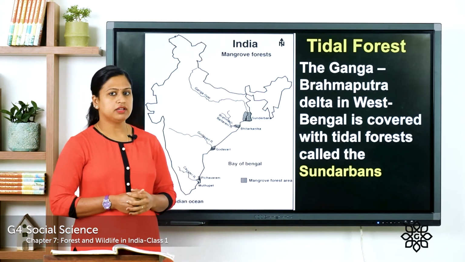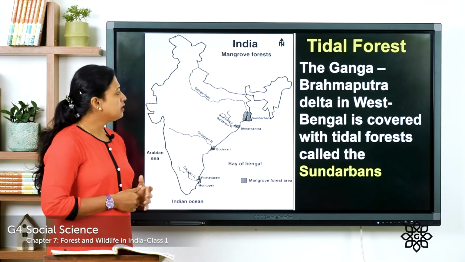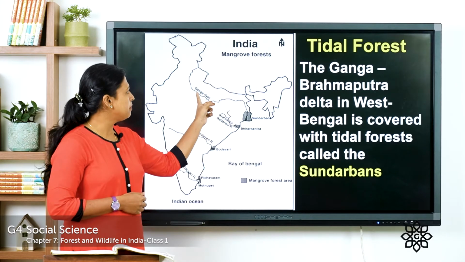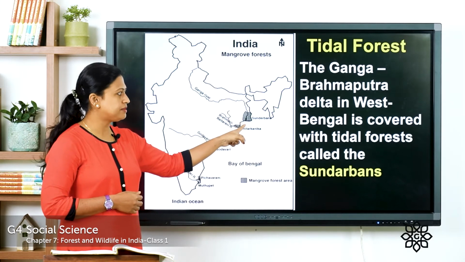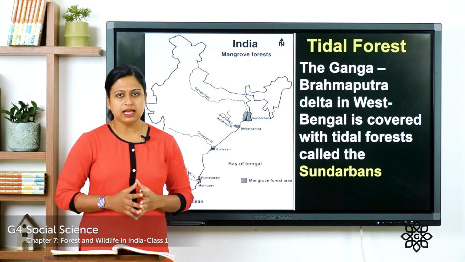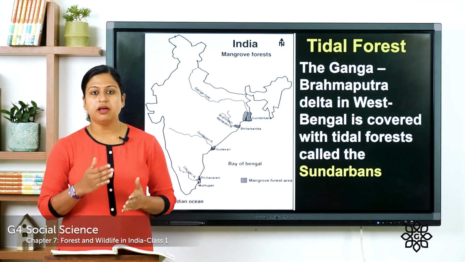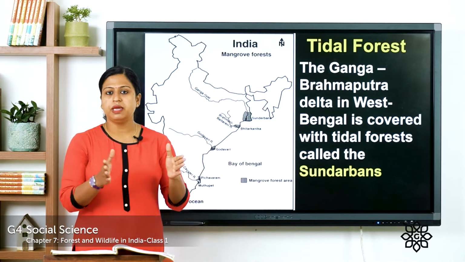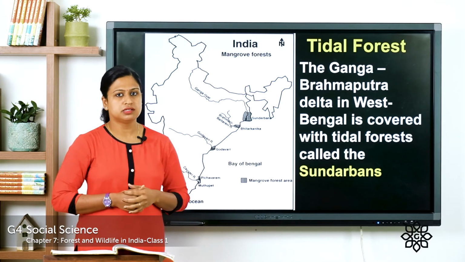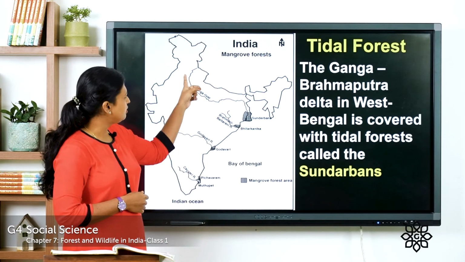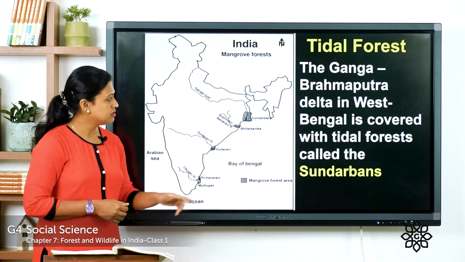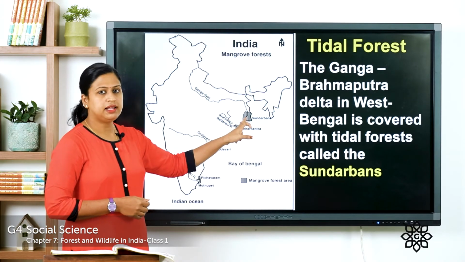Next type of forest is Tidal Forest and these are found in the Ganga Brahmaputra Delta in West Bengal. It is also known as Sundarban. Now, delta is an area where a river divides into many small rivers and these rivers join into the sea. So you can see here the Ganga river which is joining in the Bay of Bengal. So this area is known as the delta region.